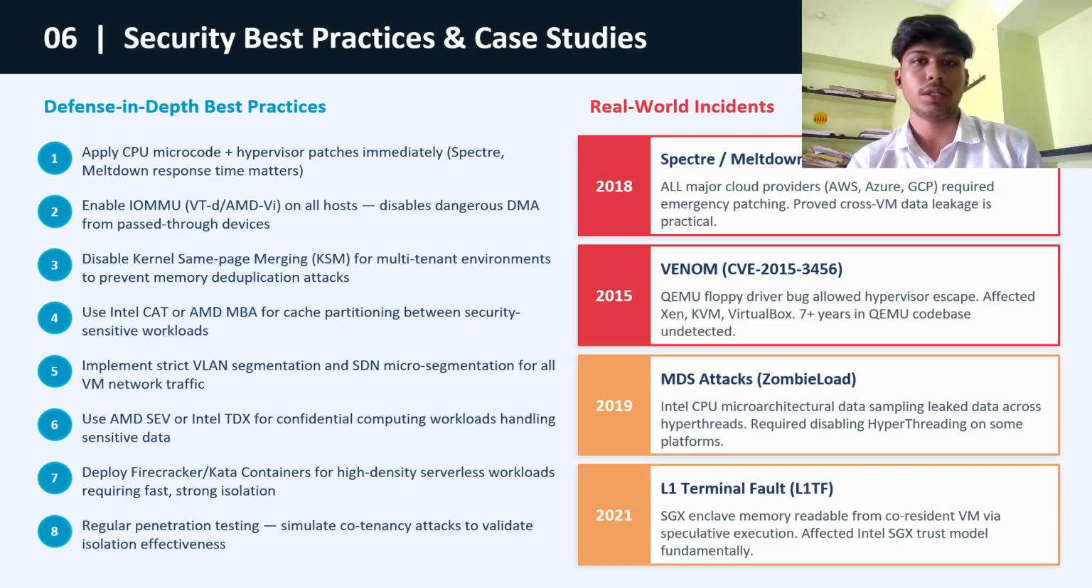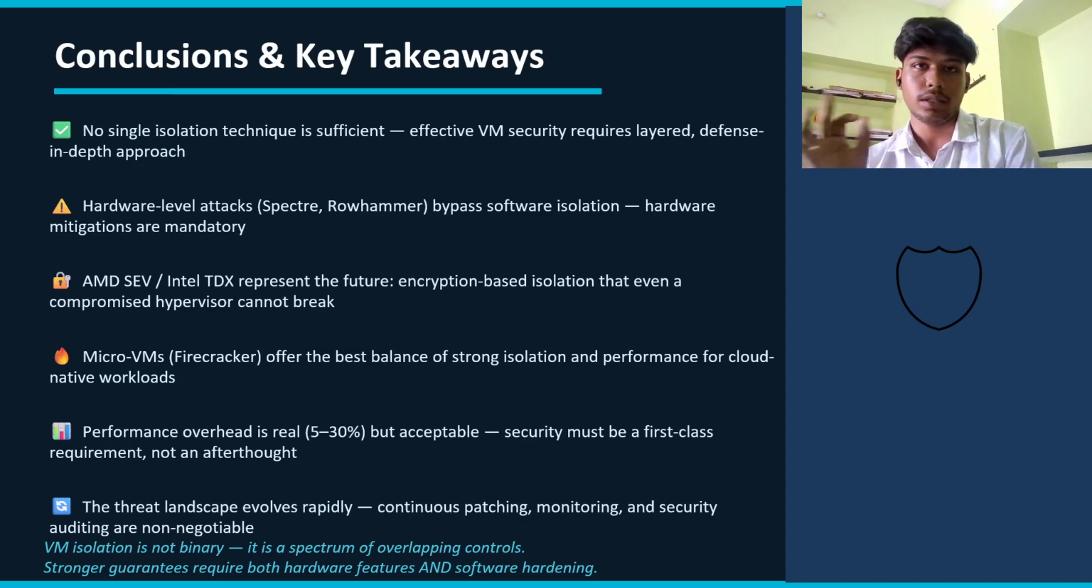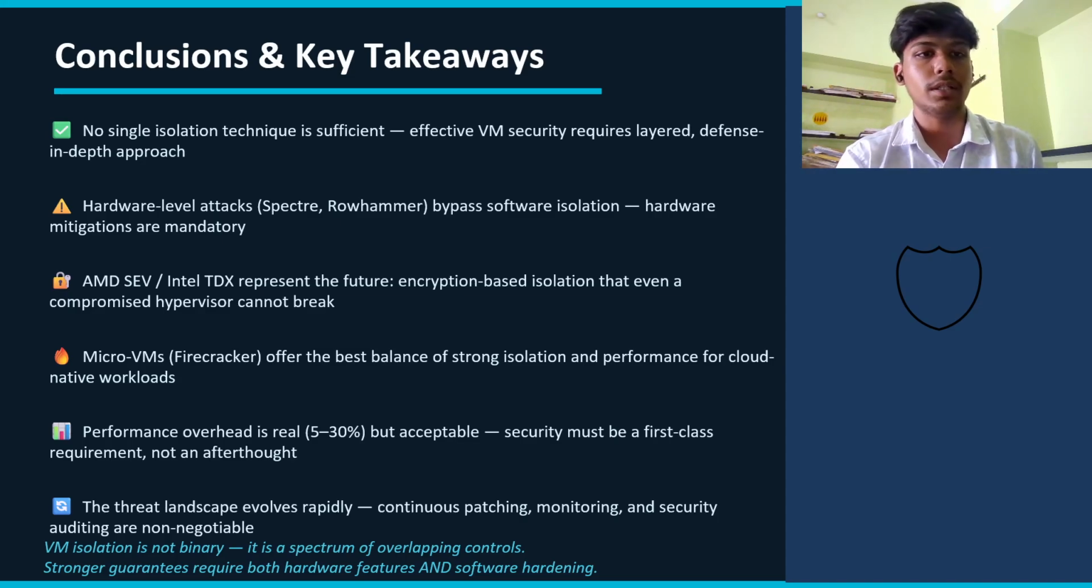Now we jump into the conclusion of this session. What we can take away is, first, no single isolation technique is enough. You need layers, more layers. Any isolation technique can be broken one day, so we need to advance them daily. Second, hardware level attacks are the hardest to defend against. Third, AMD SEV and Intel TDX represent the future of cloud security. Fourth, micro VMs like Firecracker offer the best balance. And fifth, the performance overhead is real but acceptable.